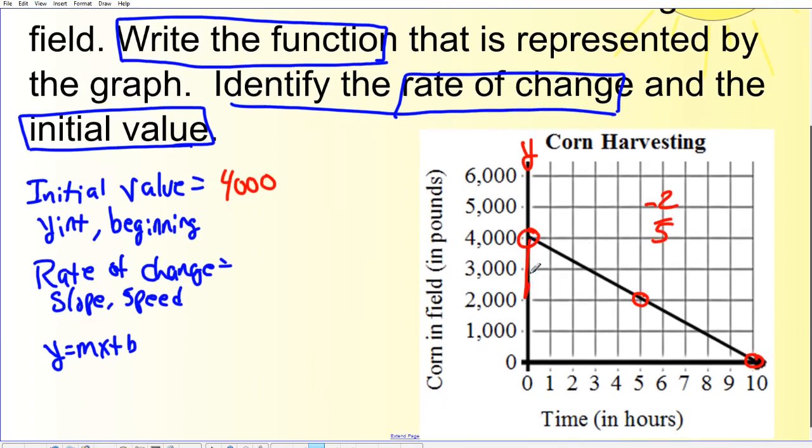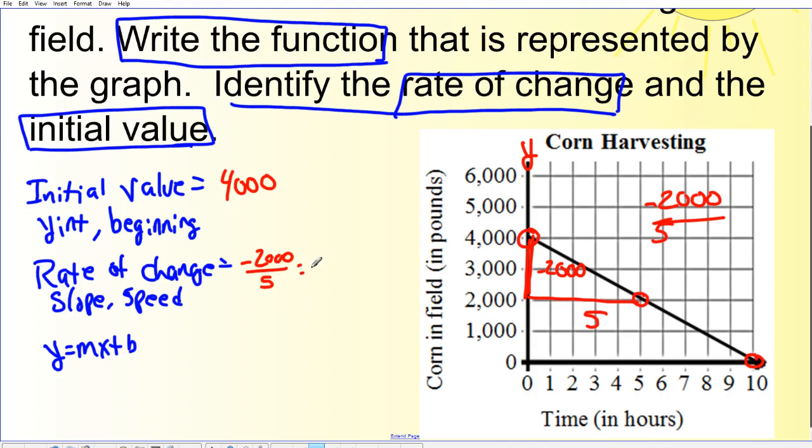Yes, you go down 2 boxes, and you go over 5 boxes, but when you're going down 2 here, you're not actually going down 2. You're not just taking out 2 pounds of corn in 5 hours. You're taking out 2,000 pounds. You're going from the number 4,000 to the number 2,000. So it's down 2,000 pounds over, this is actually 5 hours. 1, 2, 3, 4, 5. So the scale down here is kind of by ones. So my rate of change is down 2,000 over 5, which we could probably simplify, right?